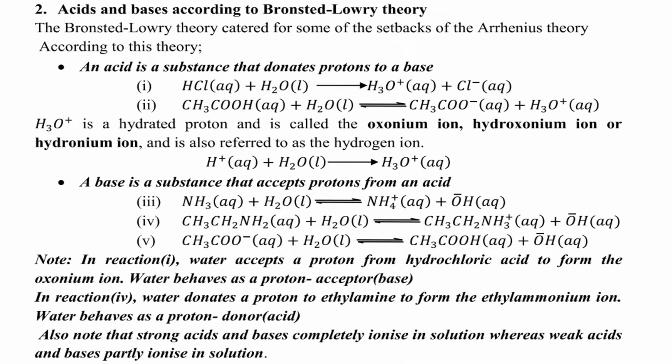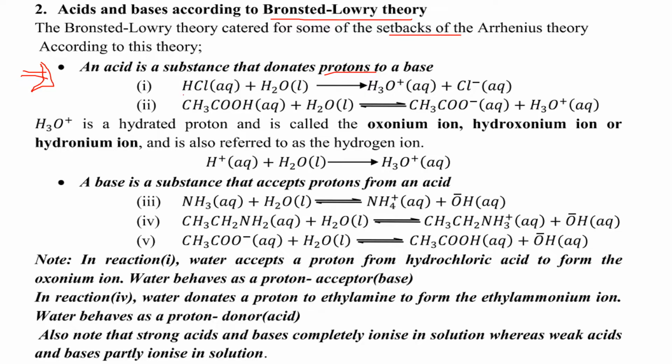Now we are going to be looking at acids and bases according to Bronsted theory. For Bronsted, he catered for some of the setbacks that Arrhenius left out in his theory. And Bronsted is basically the main concept that we consider in this topic at advanced level. So Bronsted stated that an acid is a substance that donates protons to a base. So an acid is any substance that donates protons to a base.